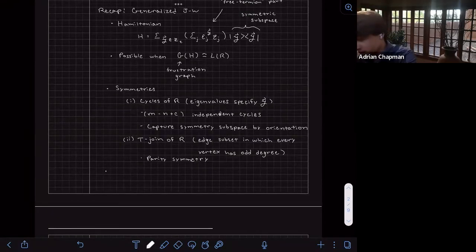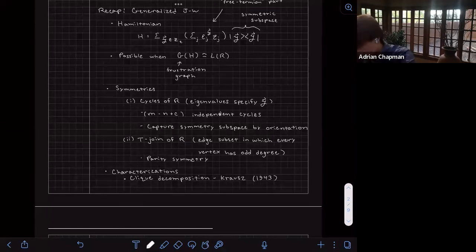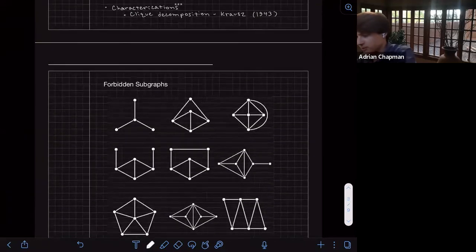Right. And then finally, I just want to remind that there are two characterizations that we talked about. There's the clique decomposition characterization, which is given by Krausz in 1943, and the forbidden subgraph characterization. Actually, we'll see this one on the next page, I believe. Yes, so the forbidden subgraph characterization is given by Beineke in 1970.